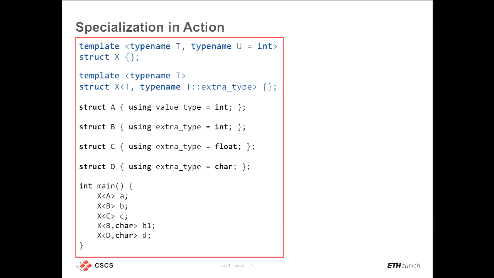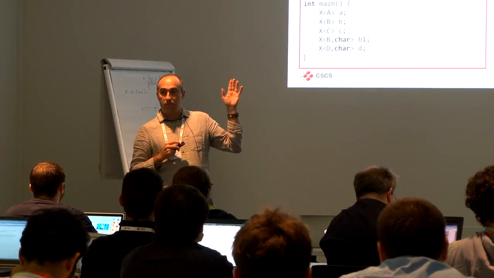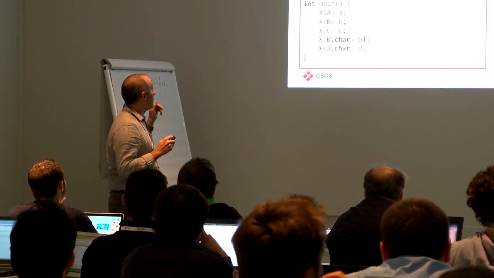So what happens? We have two versions of this X. One is the primary template, and the other one is the specialization. So when I call X of A, which specialization is being called? Which says it is the first? Which says it is the second?